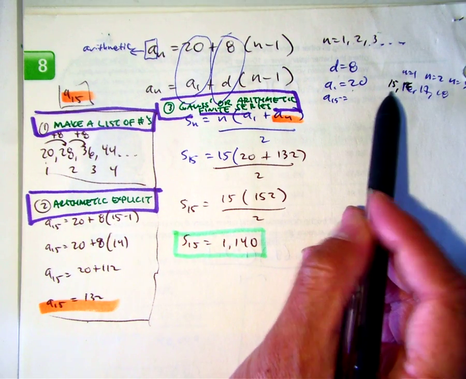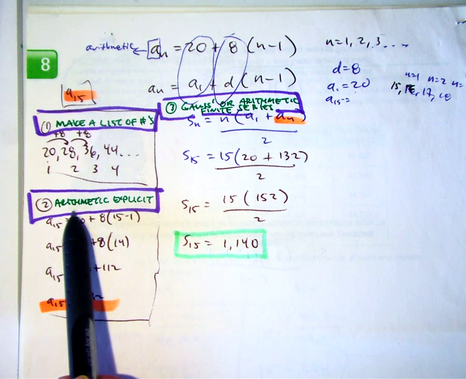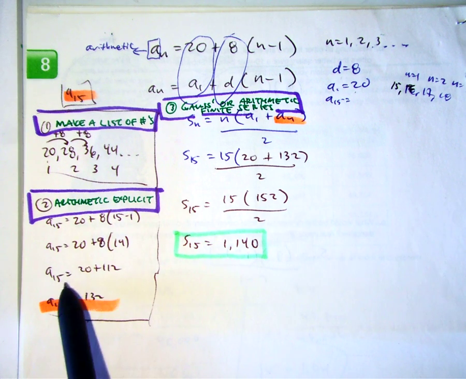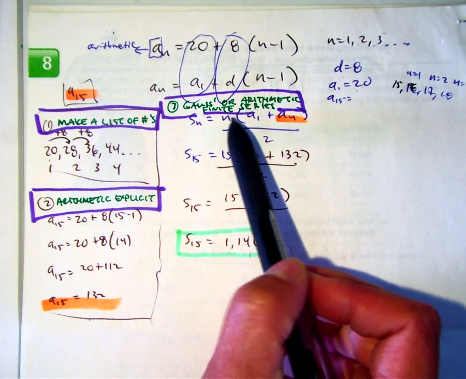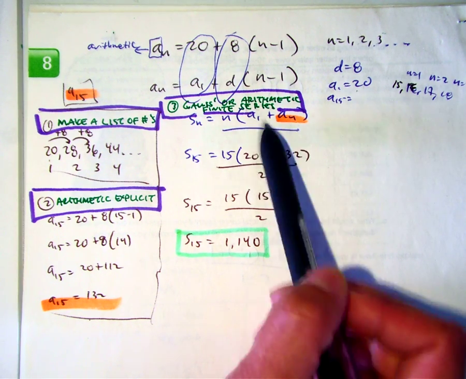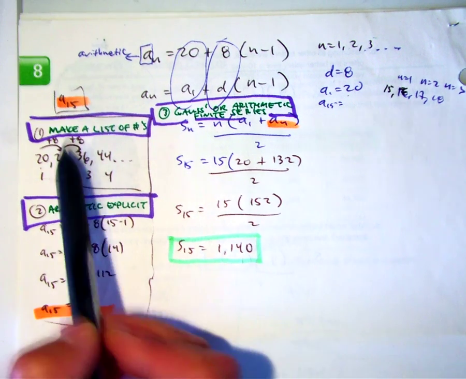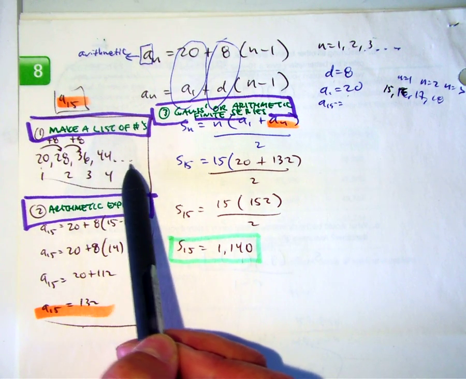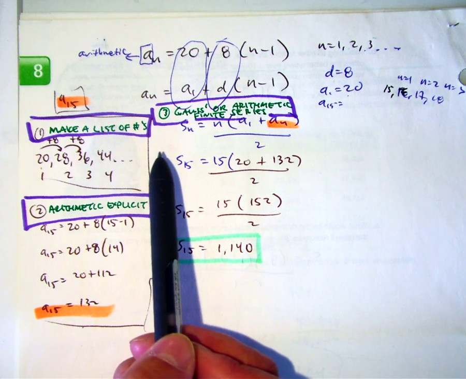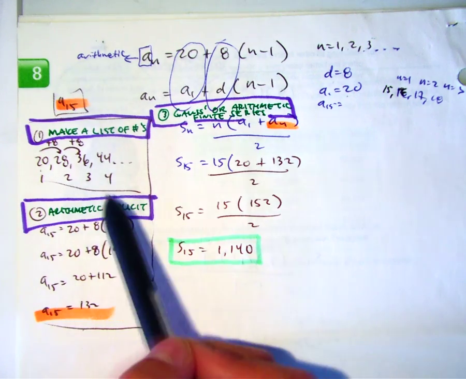Now I made this over here because we're trying to find the 15th term, and the reason why I need the 15th term is I can use the arithmetic explicit formula to find the 15th term, and then I can use Gauss's or arithmetic finite series. I need the first and last term to actually add them all up. Now remember, it's not wrong if you get a list of numbers and then you just add them all up. It's not wrong. But if you have 15 numbers, you might make a common mistake.